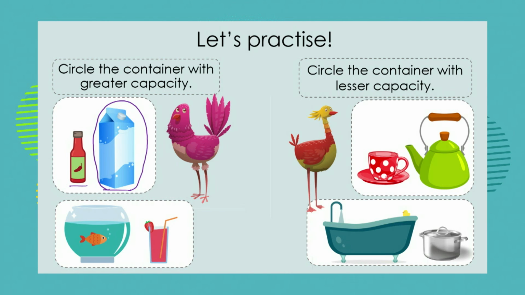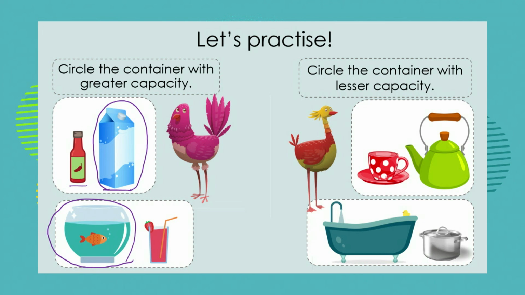Let's look at the next one. The next two objects is a fish bowl and a glass of strawberry juice. So I want you to look carefully at the objects and tell me which one do you think has the greater capacity? Fantastic, grade 1s. It will be the fish bowl. And why do we say this, grade 1s? Because the fish bowl can hold more liquid than the glass.